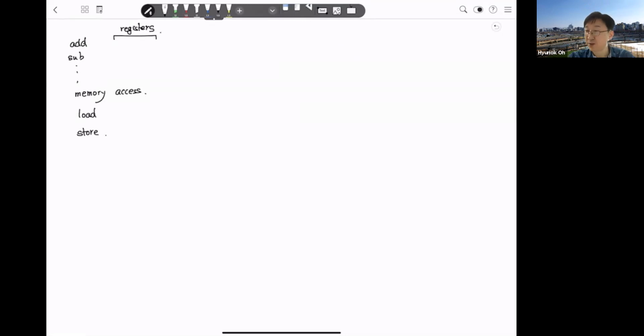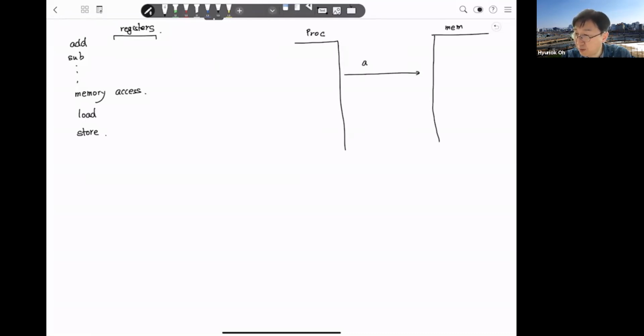Okay, so there is a processor and memory. The load instruction is reading data from the main memory. The store instruction is changing the data in the memory. So in the load and store case, what we have to give is the address. We have to specify the address first, and for specifying the address, we use a register number.